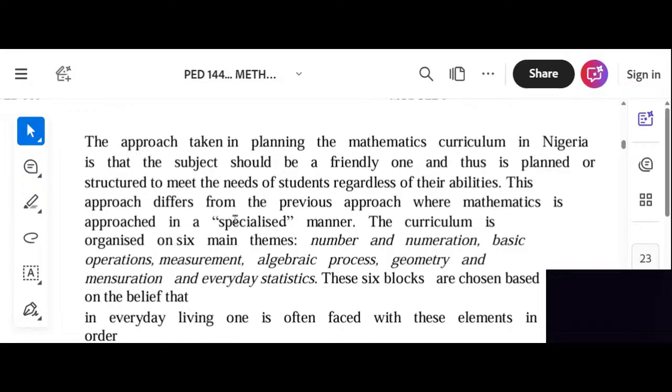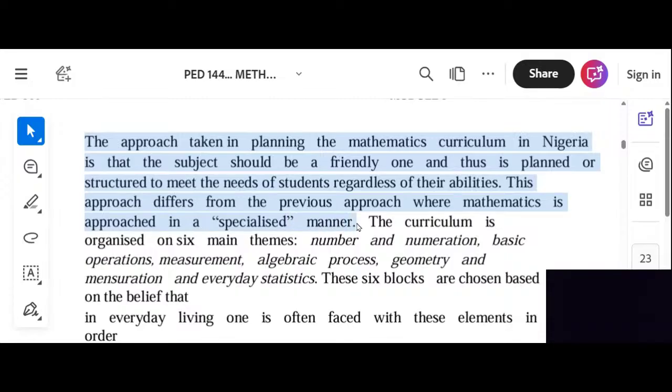So we need to look at the importance of mathematics to the world at large, the world we find ourselves living in. That will help us to come up with a comprehensive answer to that kind of question. Why do we teach mathematics? Now, the approach taken in planning the mathematics curriculum in Nigeria is that the subject should be a friendly one, and thus is planned or structured to meet the needs of students regardless of their abilities, whether they are smart or dull.